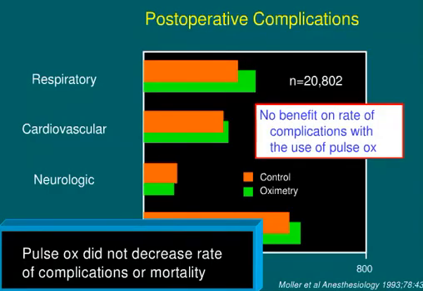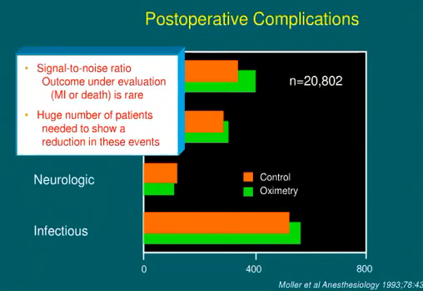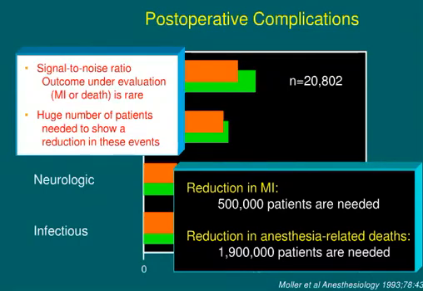The reason why they were unable to detect a benefit with pulse ox on complications has to do with the signal to noise ratio. The outcomes they were looking at, MIs or deaths, are very, very rare. So it would take a huge number of patients to show a reduction in these events. In fact, the investigators did the math in their discussion, and they said to show a reduction in MI, it would take about 500,000 patients. To show a reduction in anesthesia-related deaths, it would take at least 2 million.